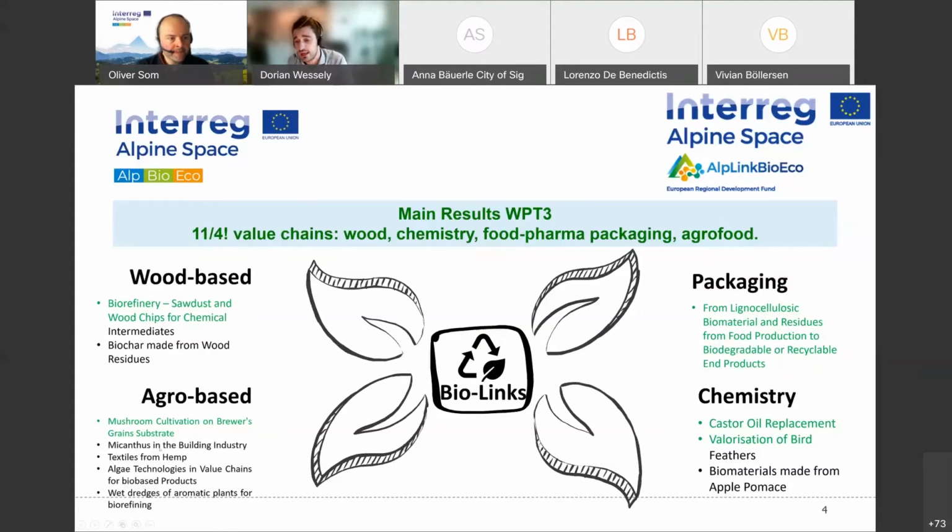And we also tried to implement very innovative ideas. For example, the castor oil replacement by fatty residuals, which was also a very interesting project. And we also tried to use bird feathers for the production of a novel bio-based value chain. So unfortunately, I can't go more into detail in this regard, but feel free to contact us if you have further questions on these specific value chains.